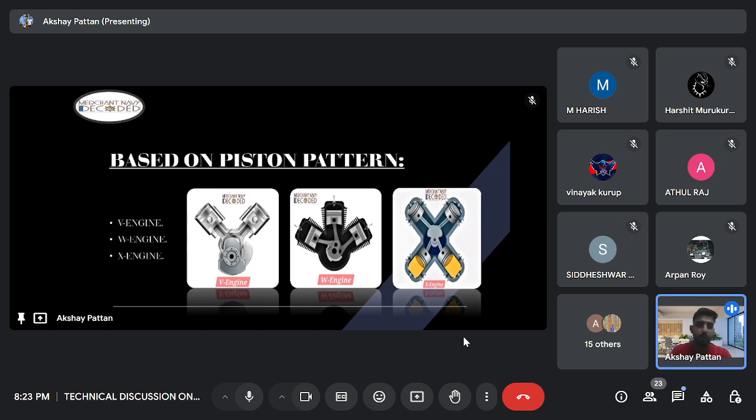Similarly, it goes for W engine, X engine. You guys can refer to that diagram. Is there any doubt in engine patterns V, W, X?